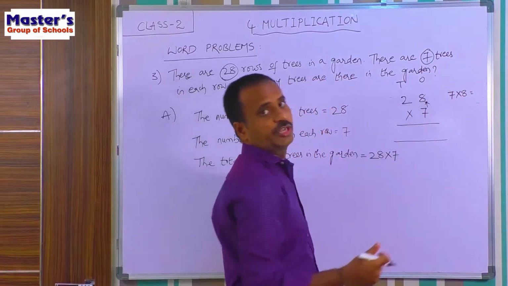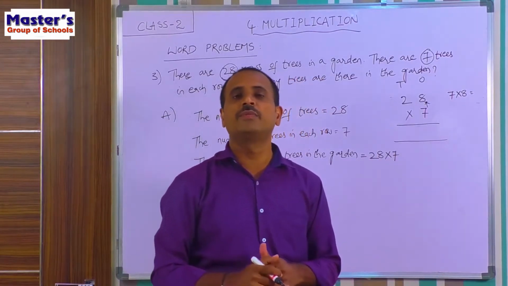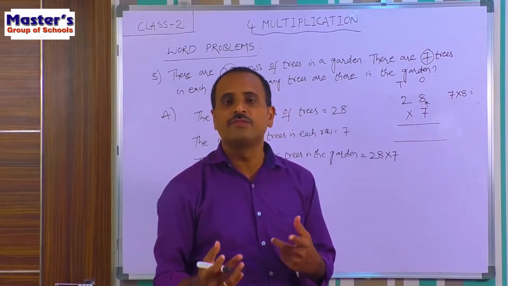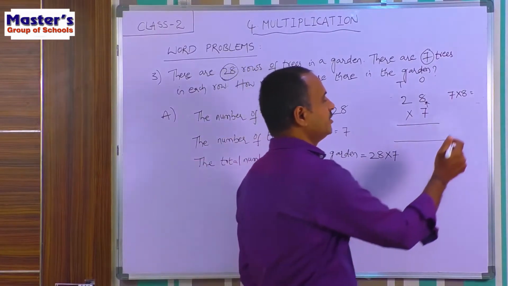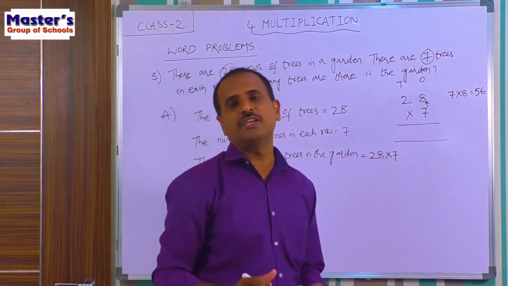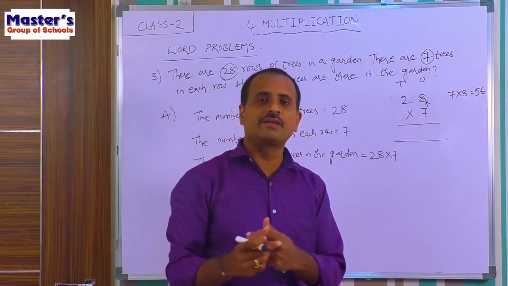So children, the 7th table, you should know thoroughly. Then only you can do this multiplication easily. So 7 eights, children, how much? 7 eights are 56. So children, 56 is a 2-digit number. If the product is a 2-digit number, then we have to take a carry.